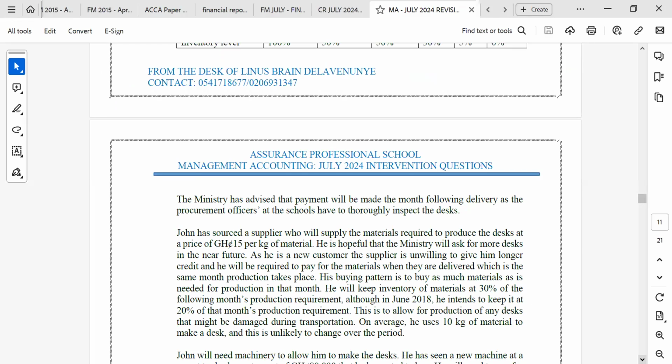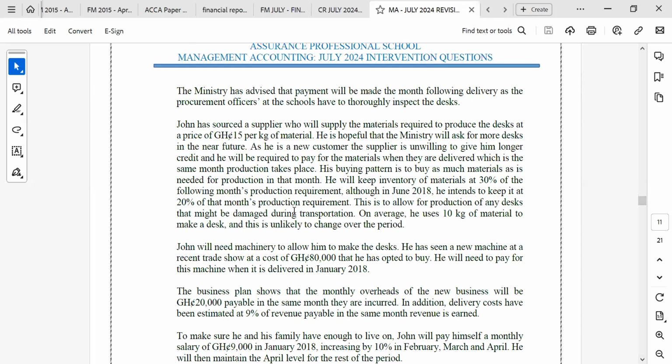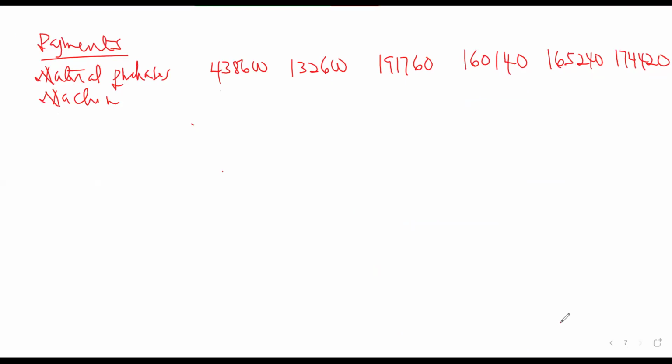Let's see whether we have any other cash issues here about payment. Okay, John will need a machinery to make the desks. He has seen a new machine at a recent trade show at a cost of 80,000 that he has opted to buy. He will need to pay for this machine when it is delivered in January. So when are we paying for the machine? January. Okay. So we count to January under the payment. Also, we have the machine purchase, and that will be 80,000. I hope you're okay with that.